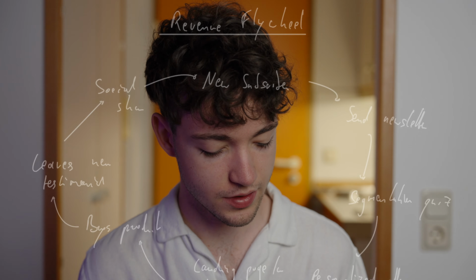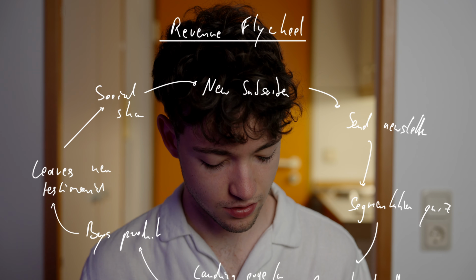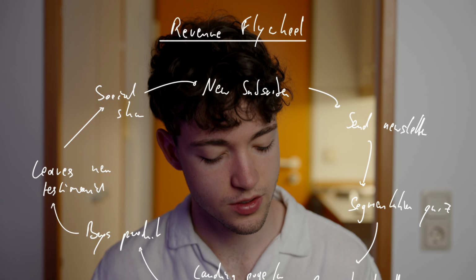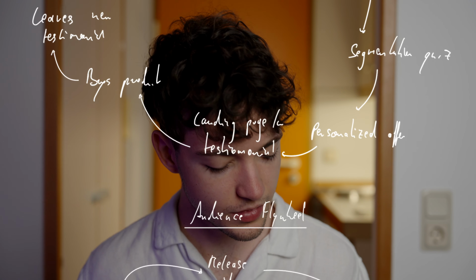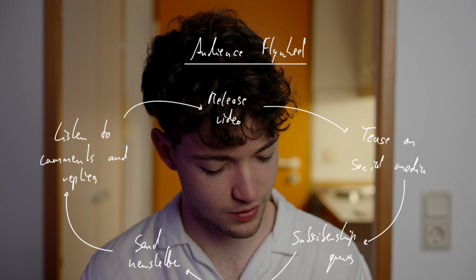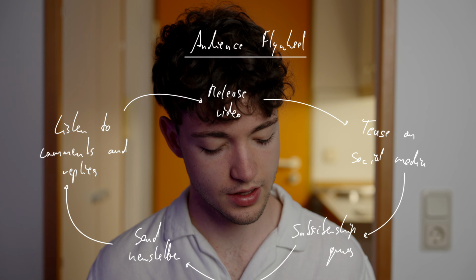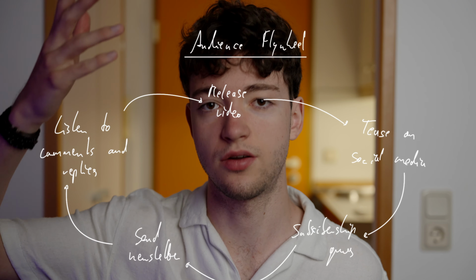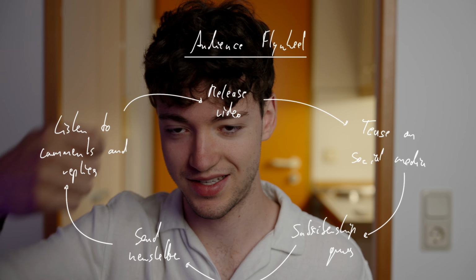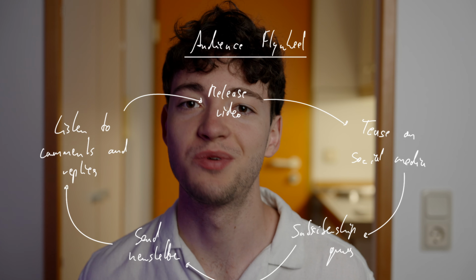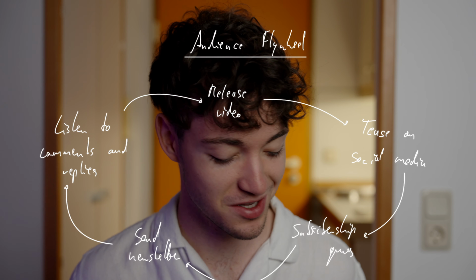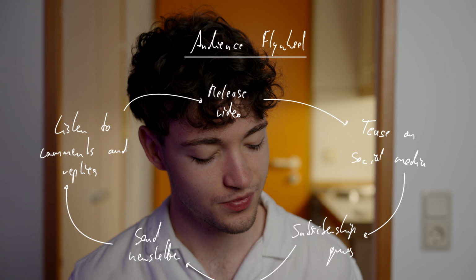So I've prepared a little drawing right here, which I call the revenue flywheel. So we first have a revenue flywheel, and then we have an audience flywheel. Why not start with your audience flywheel first? So first of all, we need to get an audience to then send an email newsletter to, because an email newsletter without subscribers does not make much sense. So let's first focus on the audience.